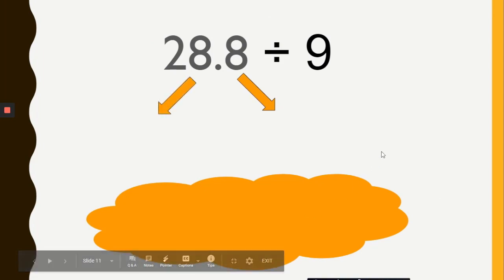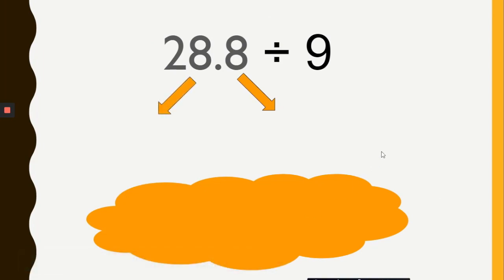28 and 8/10 divided by 9. I want to estimate the quotient. And in order to do this, I need to think of all of my basic facts. And when I'm thinking about them, of course, I'm thinking about the nines. And so when I think about the nines, I think 9, 18, 27. But sometimes it doesn't come that easy to us. So when that is the case, I like to write them out.